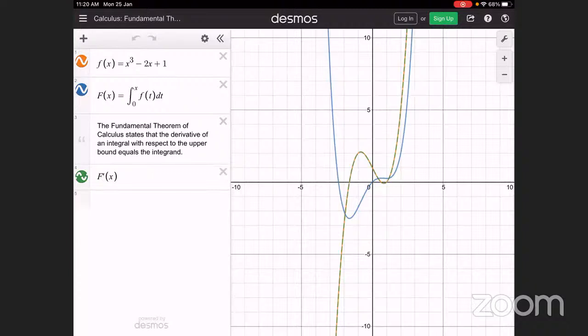This blue colored one is the integral. This yellow colored one is nothing but our function. x cube minus 2x plus 1 is this yellow colored graph. This blue colored graph represents the integral. But this visualization you will not be taught in calculus. You will just be taught the fundamental theorem of calculus theoretically.